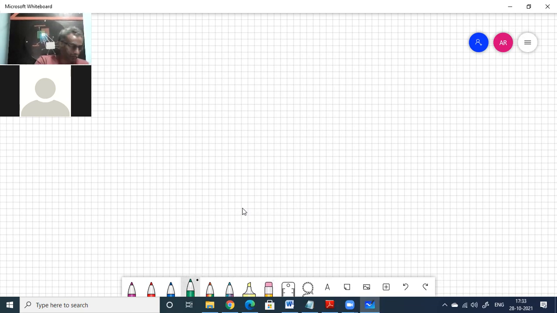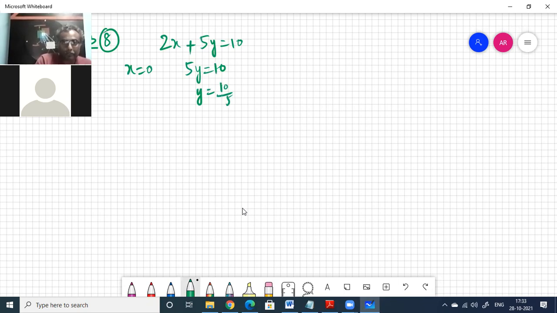Exercise 10.3, 8th sum. The line is 2x plus 5y equal to 10. We'll take that. You know, x equal to 0, 5y equal to 10. y is equal to how much? 10 by 5 is equal to 2. Okay. So one point is 0, comma 2.